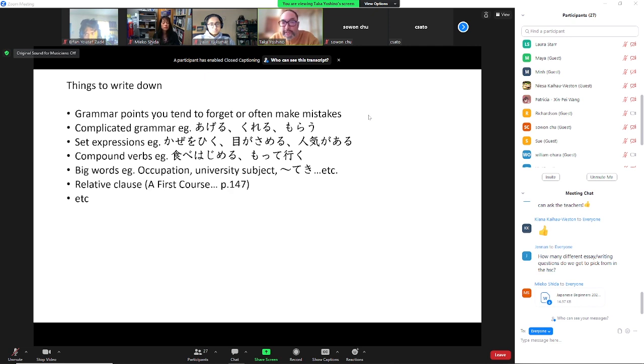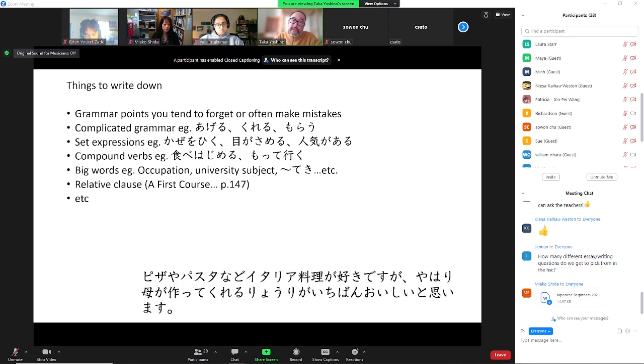Okay, and relative clause, this is another complicated grammar structure. It's on page 147 of your textbook. So if you have included the relative clause in your preparation, you have demonstrated that you can use one of the most complicated grammar structures in the beginner's course. One thing I suggest you do with regard to the relative clause is this.